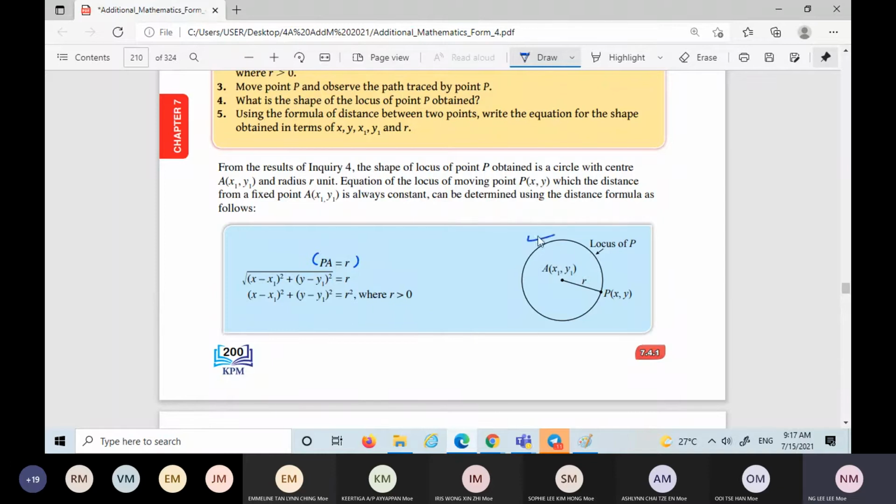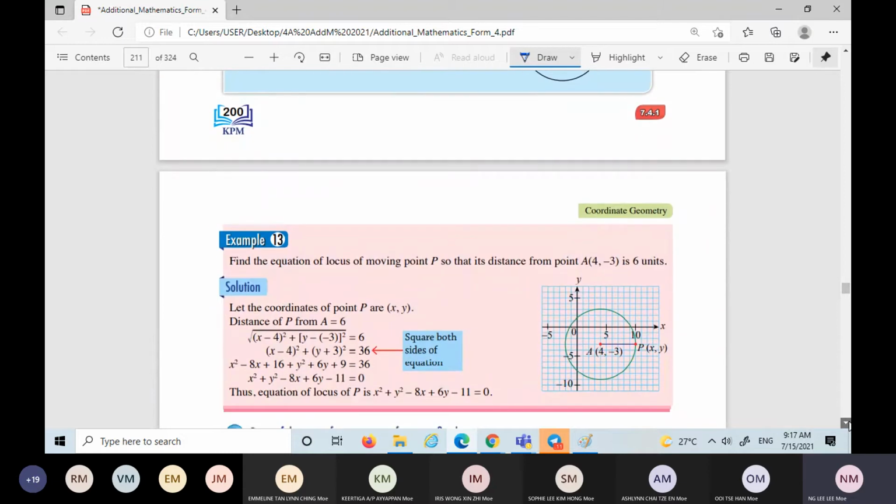This one you can copy, and then this one you copy. But this one no need to copy. You're not going to memorize it. As long as you know the formula for the distance between 2 points, you work from that. You don't memorize this. So we go to one example.